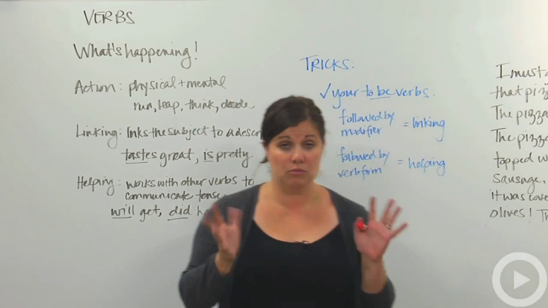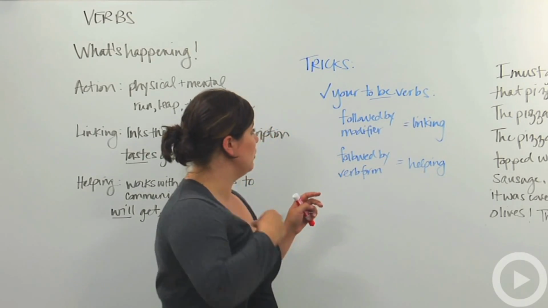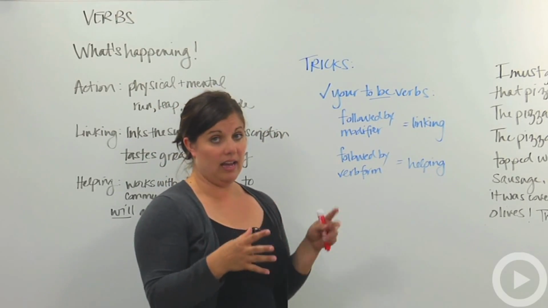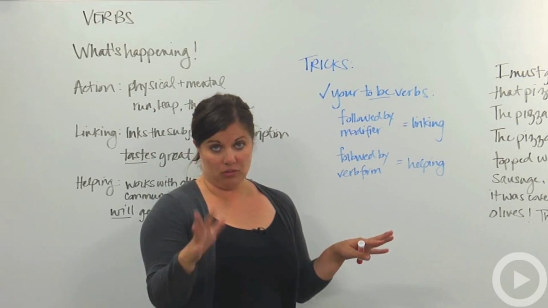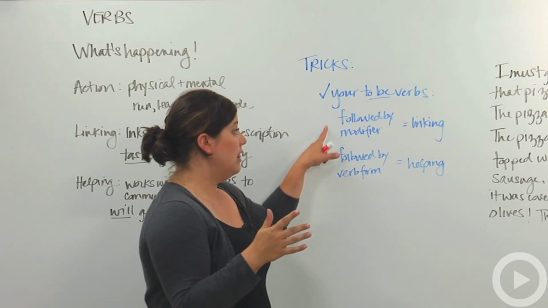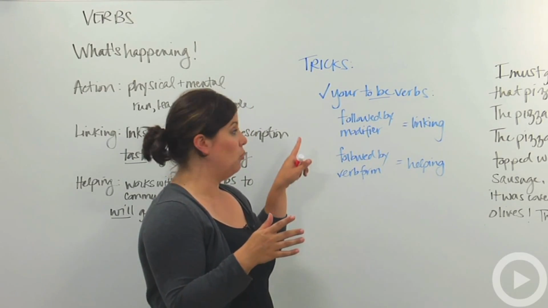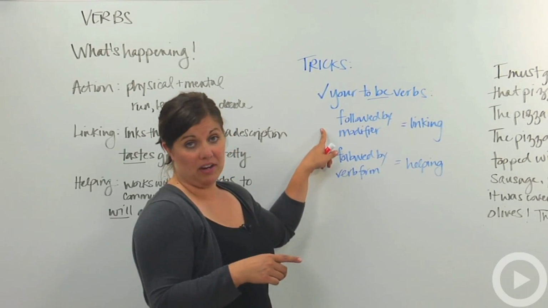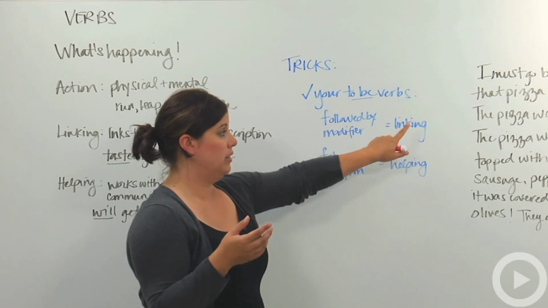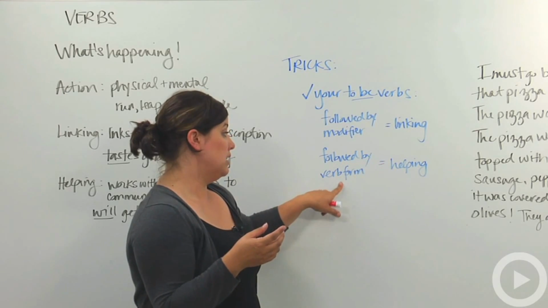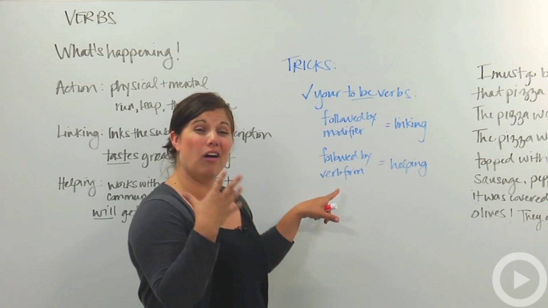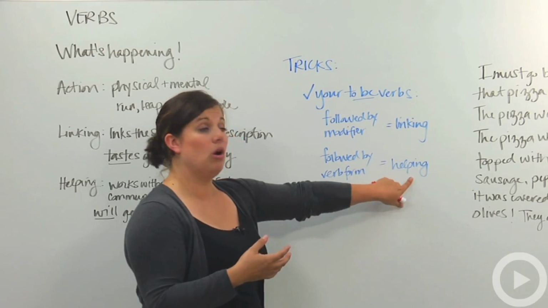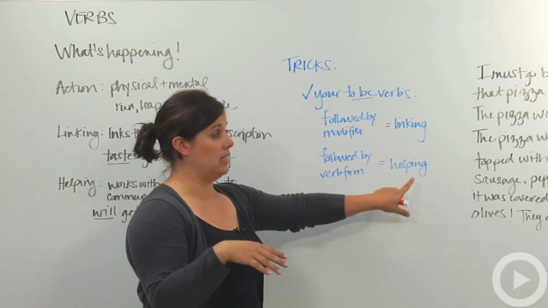All right, let's take a look at some tricks that'll help you be able to identify these verbs. The first thing that you want to do is make sure you check your to be verbs. To be verbs are never action verbs, so that's one thing you can eliminate. And then you've got an easy way of checking what kind of verb they are. If you've got a to be verb and it's followed by a modifier or some sort of description, you know it's a linking verb. If you've got a to be verb and it's followed by some other verb form, whether it's an ing or a past tense, you know it's a helping verb. It's working with something else to help it out.